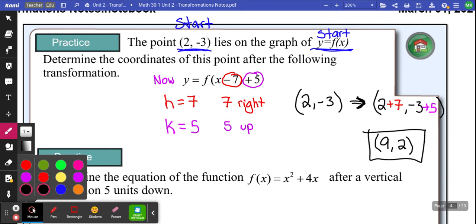We're good with that? Yeah. H's to the X, Y, K's to the Y.